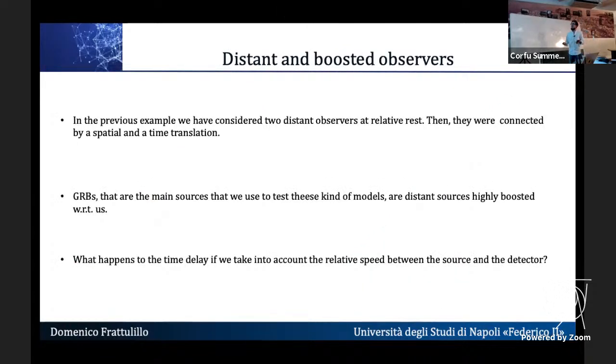In this analysis, we have only considered two distant observers that are at relative rest. But the main sources used to test this kind of models are the GRBs that are not only distant sources, but they are also supposed to be highly boosted with respect to us. So what happens to the time delay if we also take into account the relative speed between the source and the detector?